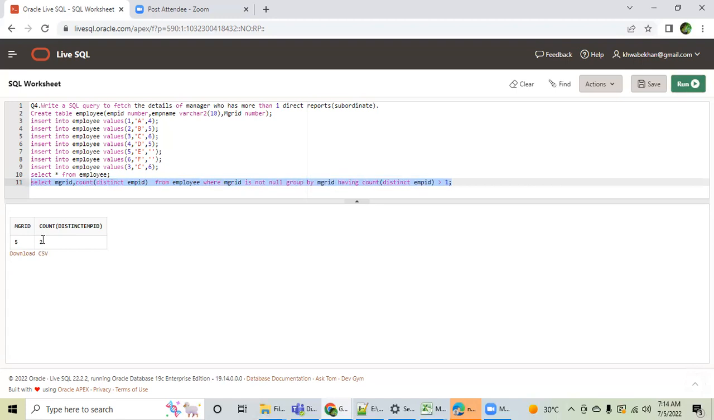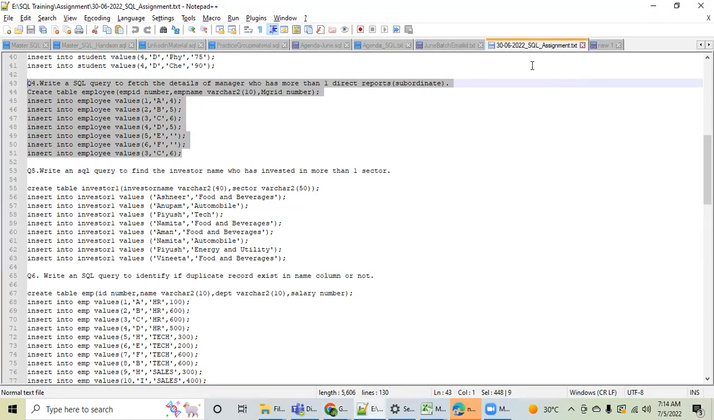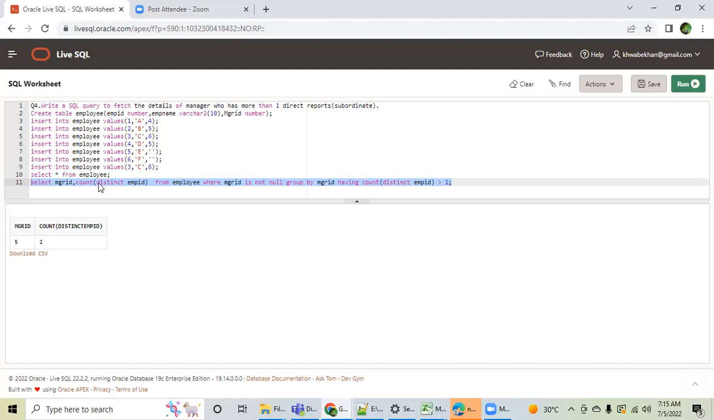Any questions so far on this? See the questions I have given in this assignment, the 30 June assignment. The main intention was to make you understand where to use count of star, where to use count of a column, and where to use count of distinct column. That is very important. That was the intention of this assignment.